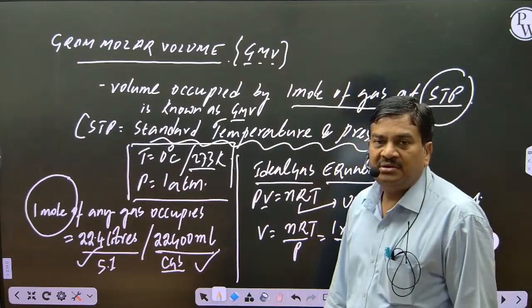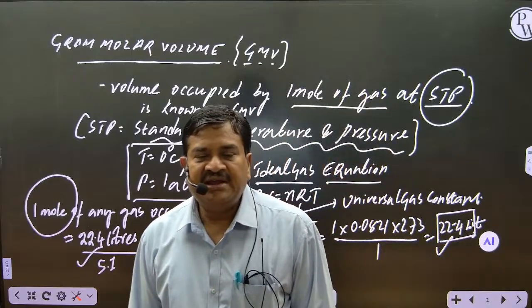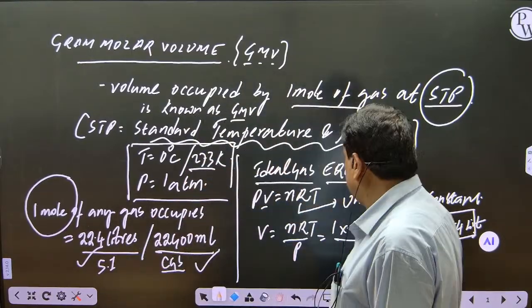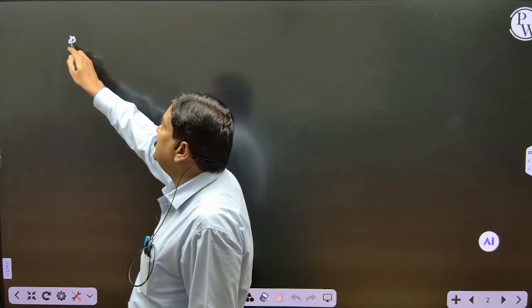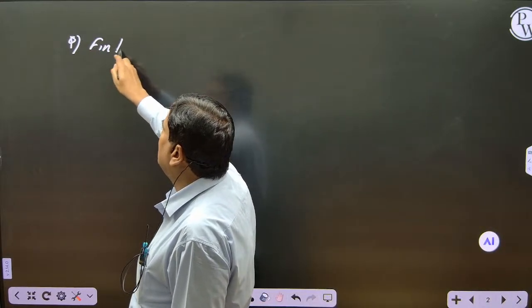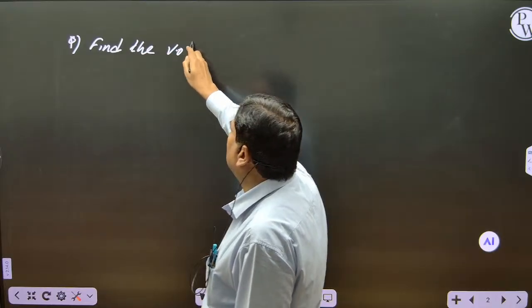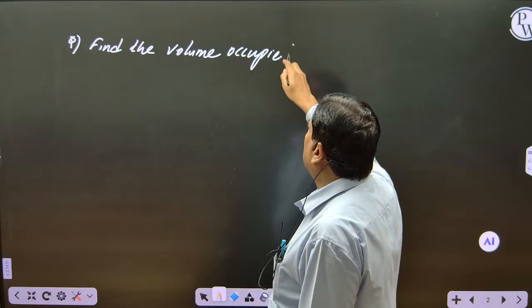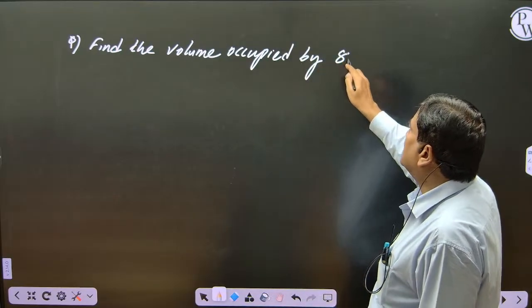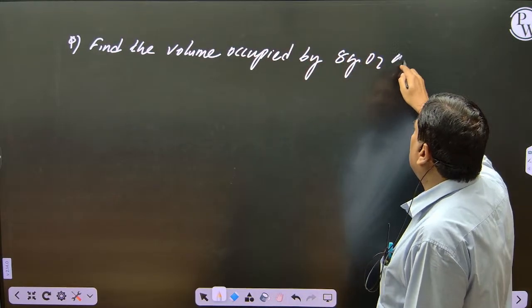Copy them, all of you. Write one question. Find the volume occupied by eight grams of oxygen at STP.